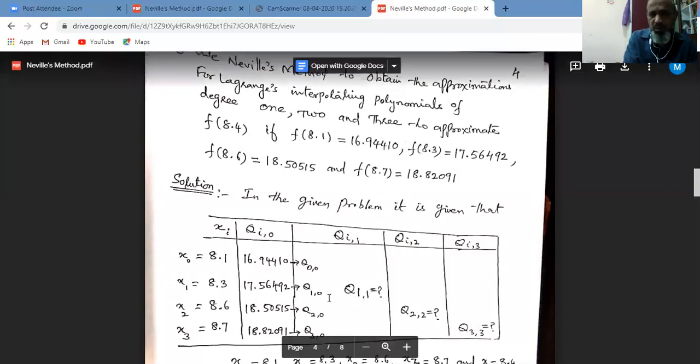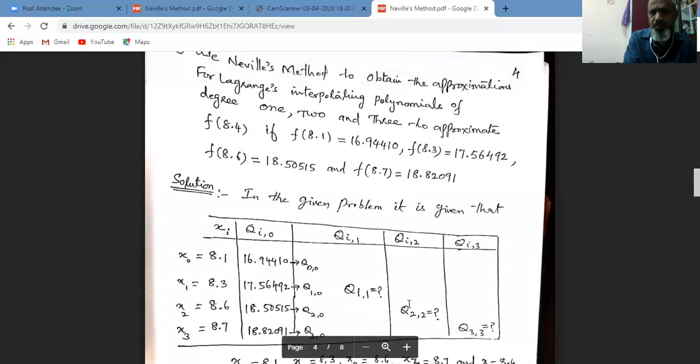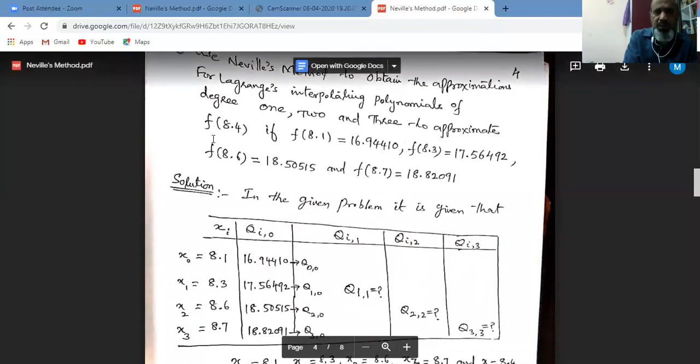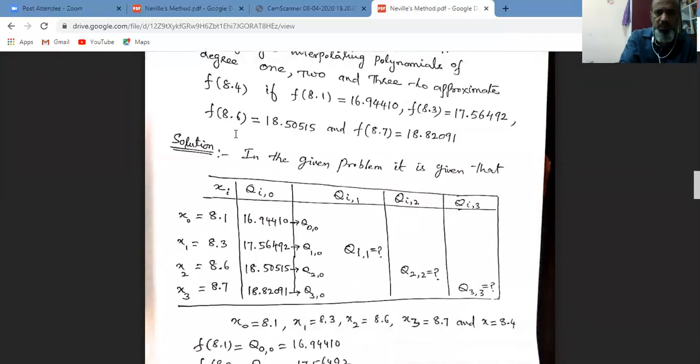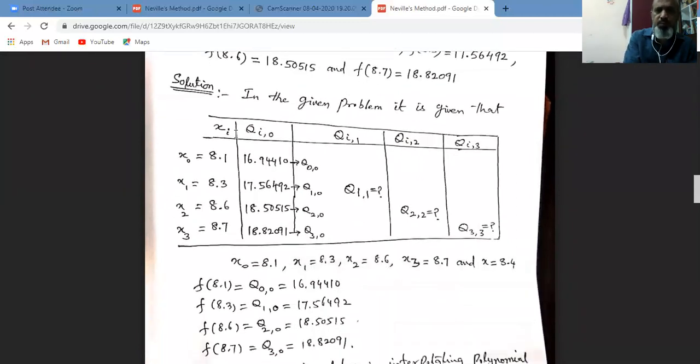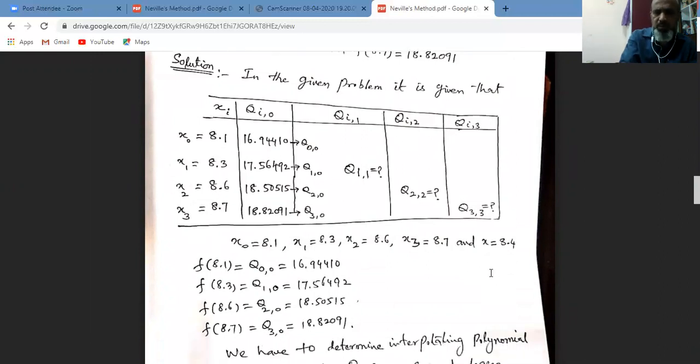So we have to determine first degree approximation, that is Q11, second degree approximation Q22, and third degree approximation Q33 at the point 8.4. So see here what is given. We are writing here x0 is 8.1. What is x1? 8.3. x2 is 8.6. x3 is 8.7. Now what is x? Which value we have to determine? At x is equal to 8.4. What is the value of the function? So at x is equal to 8.4, we have to determine the value of the function.